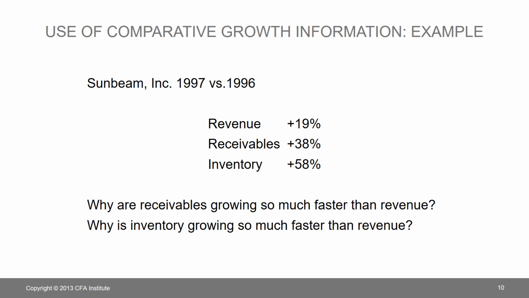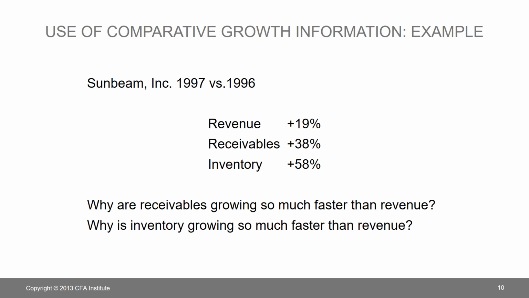The revenue had increased 19%, receivables increased by 38%, and inventory increased by 58%. It is generally more desirable to observe inventory and receivables growing at a slower or similar rate compared with revenue growth. Receivables growing so much faster than revenue could indicate operational issues such as lower credit standards. So the company is granting credit to people with low credit ratings or having credit issues. The other thing that could be is aggressive accounting policies for revenue recognition.